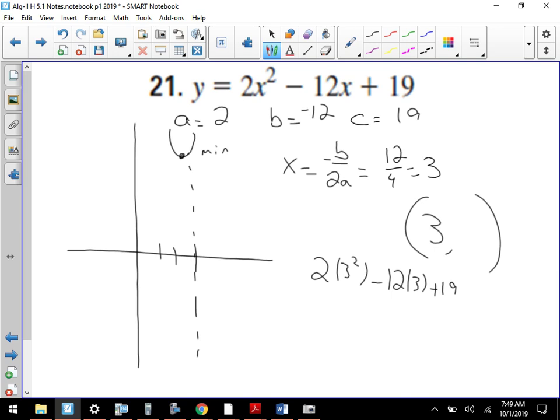All right, what's 3 squared? 9 times 2? Okay, 18 minus 36. Add 19. Negative 18 plus 19, so it'll be negative 8, right?